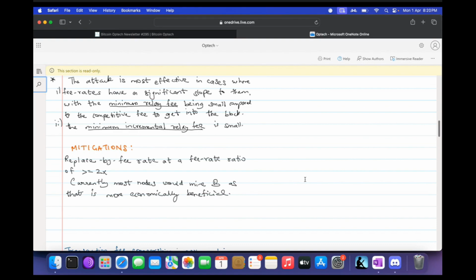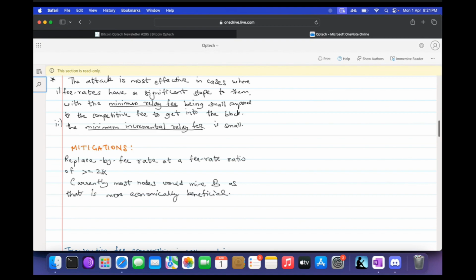His solution is that replace by fee rate should happen at a fee ratio which is greater than 2x of the fee that you're paying right now. So if I'm right now paying, let's say, 10 sats per virtual byte, I have to replace it by another transaction where the fee rate will be the only parameter, provided I am willing to pay at least twice of what I was paying. So now I cannot make that attack of 2 sats and 3 sats and 4 sats. If initially it was 10, next is going to be 20, next is going to be 40, next is going to be 160. So the number of times I can recreate the transaction will get limited, because now my fee is increasing exponentially by 2x.